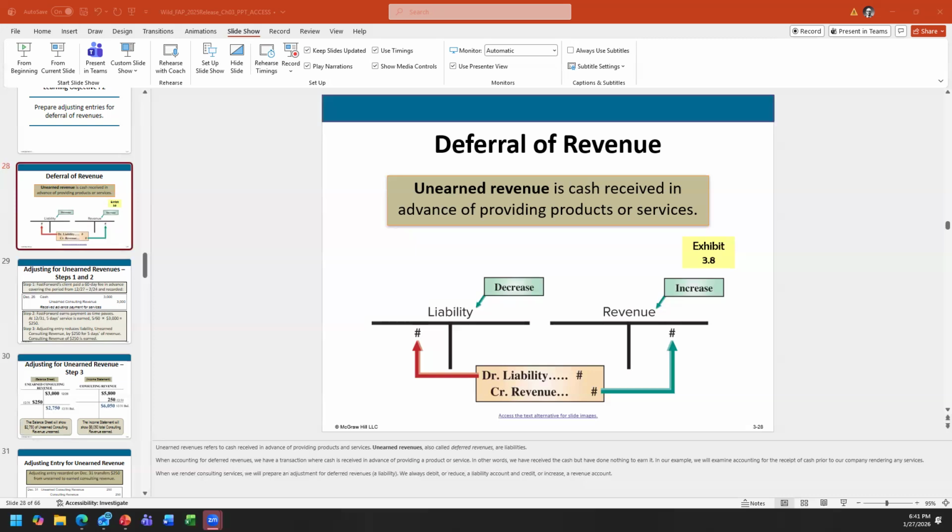A few days later, because there was a snowstorm, I was unable to send out Dario's sneakers. I just happened to ship them today. So on 1/27, I need to debit unearned revenue for the $100, and then I'm going to credit revenue for the $100.